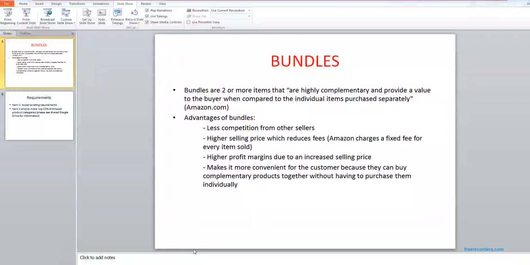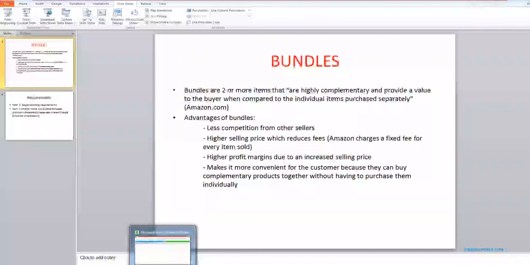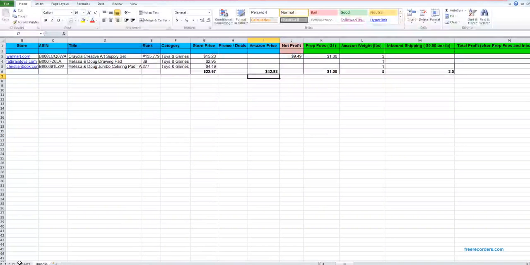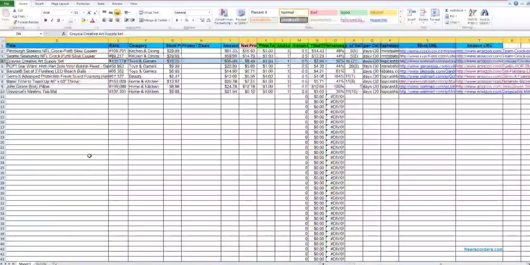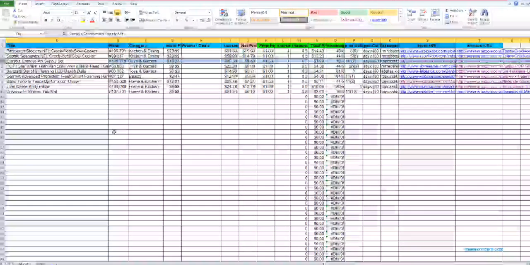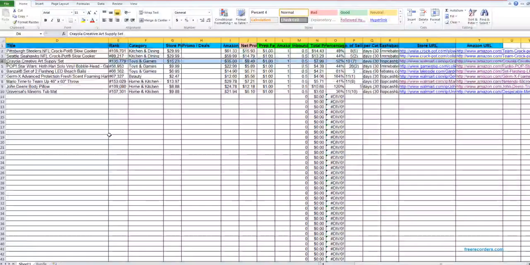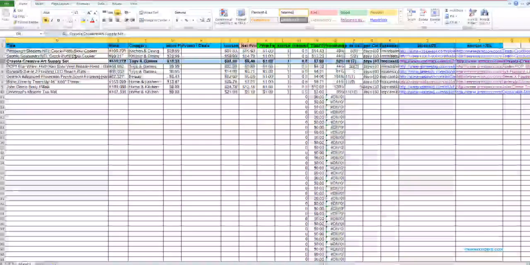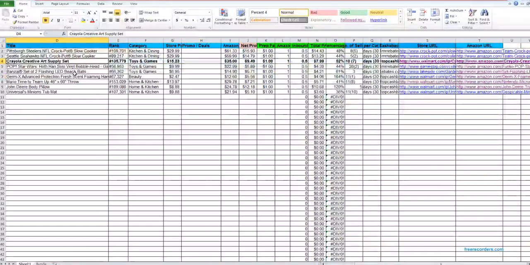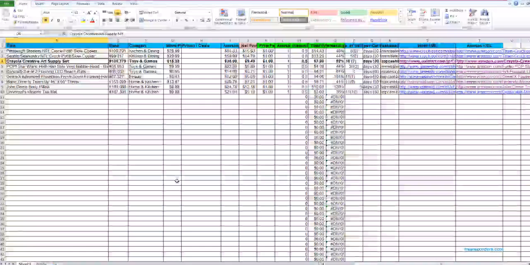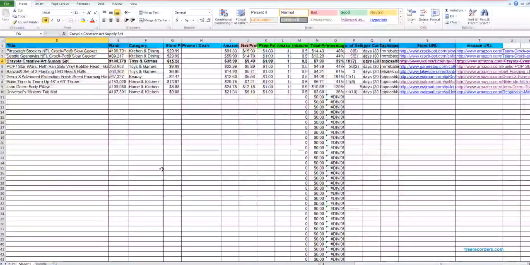Okay, so I would like to go through an example of one of the items from your spreadsheet on Friday. So you put here, I'll just highlight that. So it's the Crayola Creative Art Supply set. Now this is an example of how I want you to search for the items.